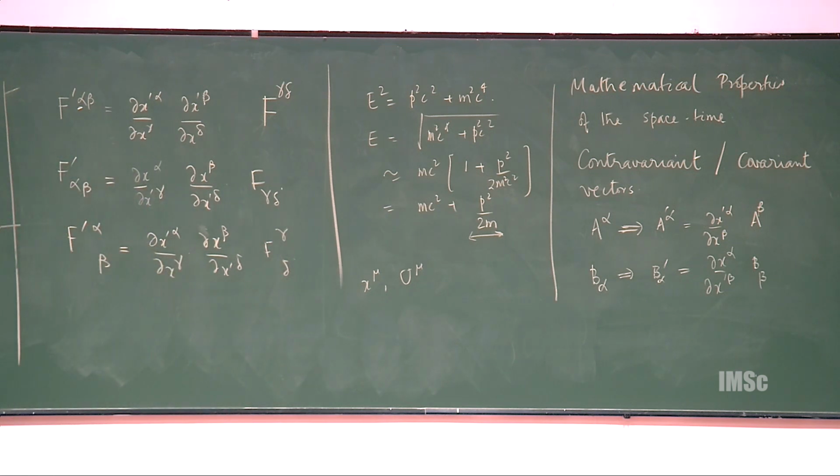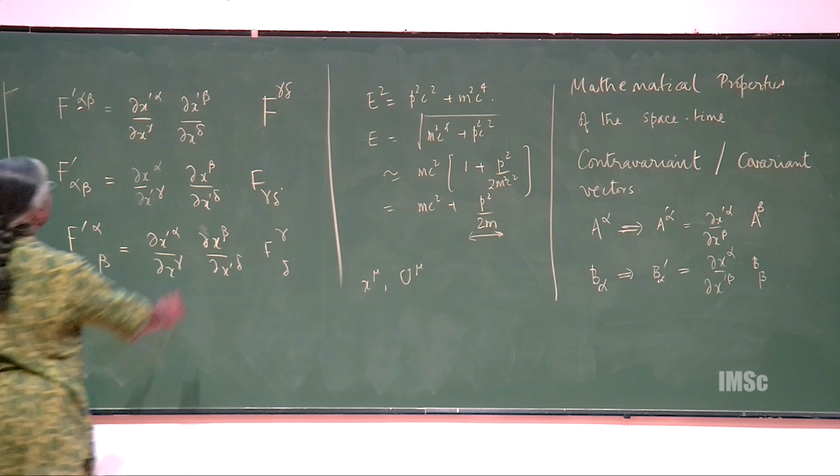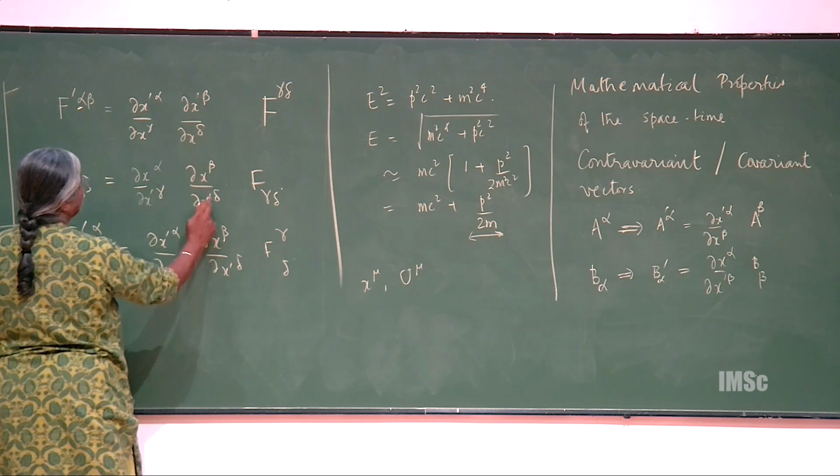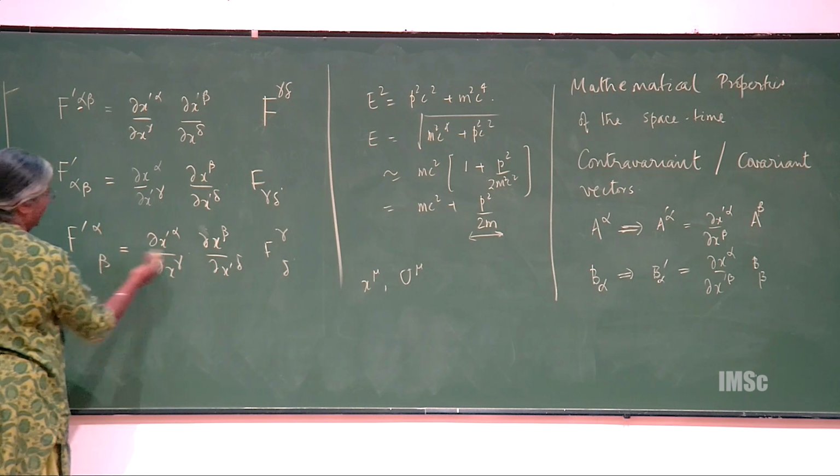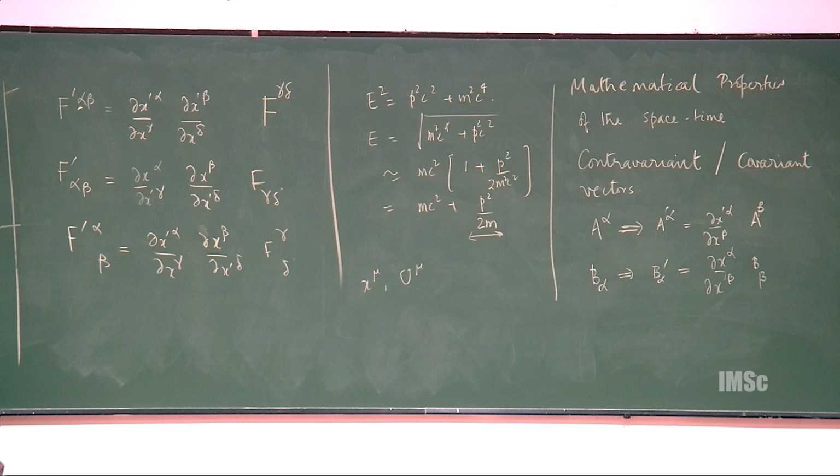I think by now you've got the idea. So contravariant means x prime is on top, covariant means x prime is at the bottom, mixed means whatever was at the top remains at the top and whatever was at the bottom remains at the bottom. Okay, fine.